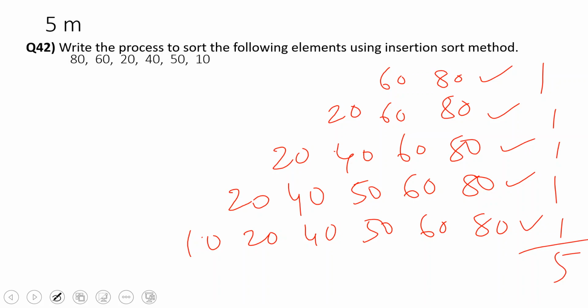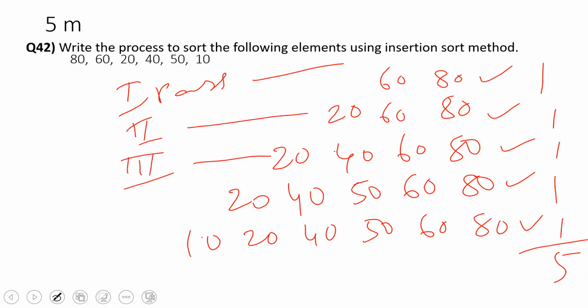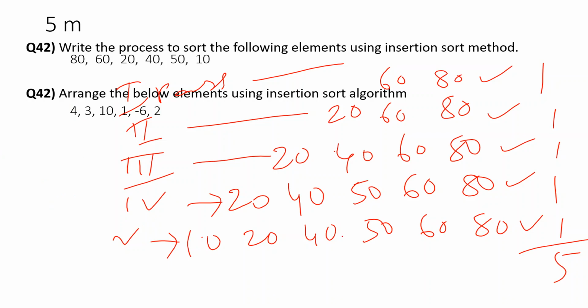It is also important to mention that this is the first pass, and this is the second pass, and this is the third pass, and this is the fourth pass, and this is the fifth pass. It is very easy when you practice considering different sets of values. Now we move on to the second question.